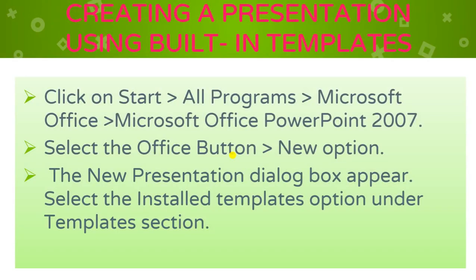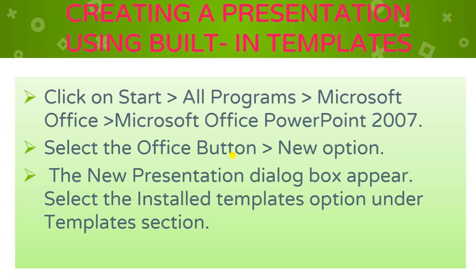So how can we create a presentation using the built-in templates, the designs that are already there in our system? How can we use them to make a presentation? So let's start. First, click on the start button. Click on all programs, Microsoft Office, and from that open Microsoft Office 2007. Select the Office button and select the new option.